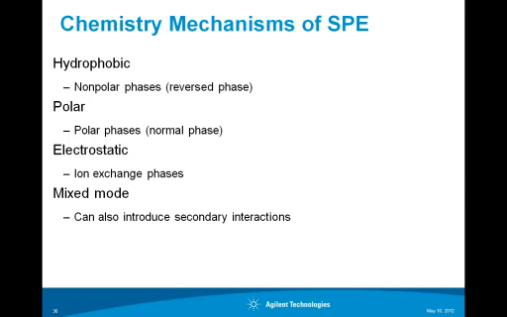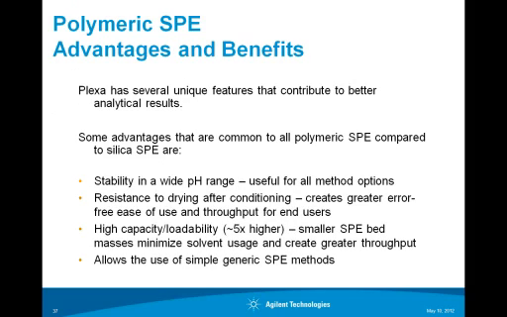There are 4 basic chemistry mechanisms associated with solid phase extraction: hydrophobic, polar, electrostatic, or mixed mode. Mixed mode is available in many of the polymeric materials. Polymeric SPE has many advantages over basic silica. First of all, it's stable over a wide pH range, so it is useful for all methods. It is resistant to drying, which can be a major issue that people face using SPE. So you don't have to worry about that decreasing error with solid phase extraction.